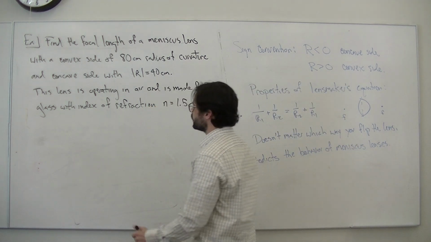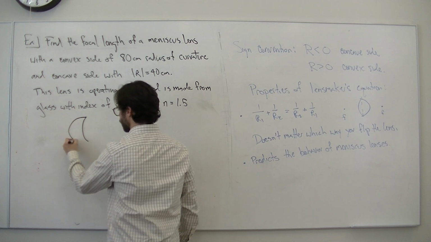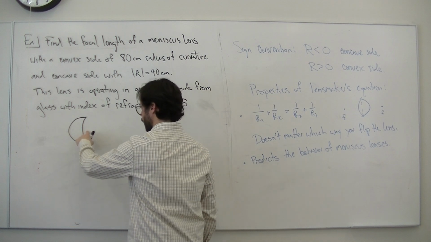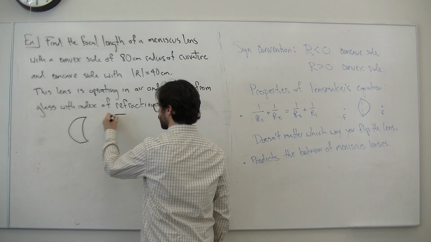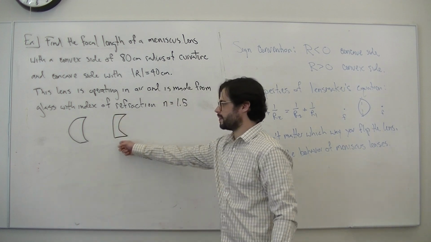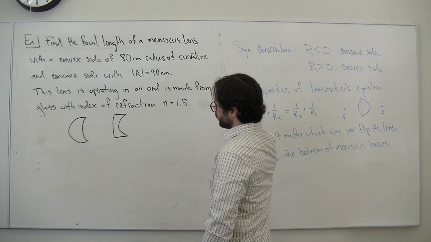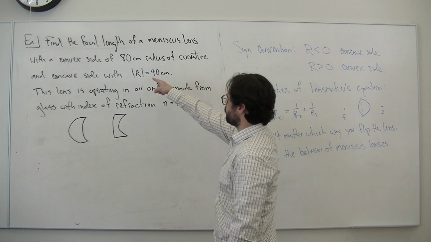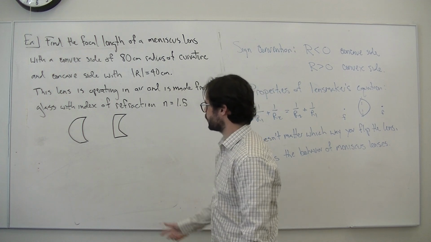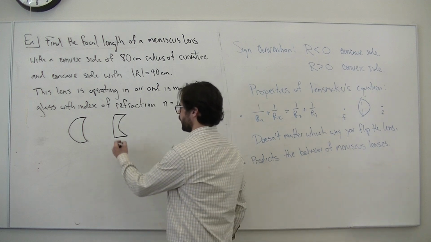I have a meniscus lens, and I could draw two types of meniscus lenses. I could draw one that looks like this, so the convex big radius and the concave shallow radius, or I could draw one that looks like this. And for most of us glasses wearers, we own a couple of those. So this one has a convex side with a radius of 80 centimeters and a concave side of a smaller radius. So which one of these is that? Yeah, big radius there and small radius here.